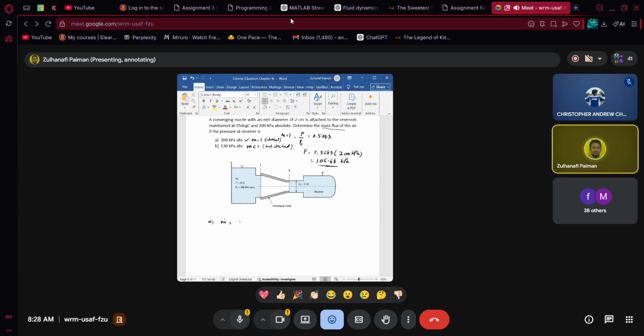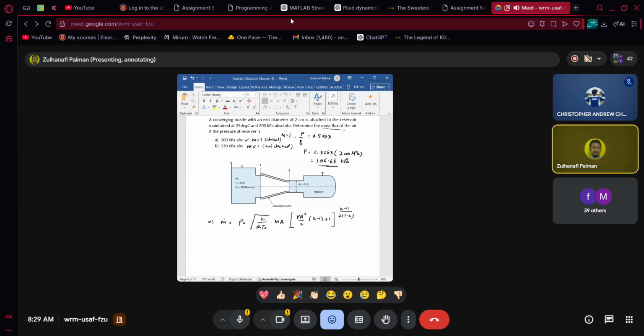m dot is equal to P naught multiplied by square root of k over R T naught, multiplied by the Mach number, multiplied by the area, and then multiplied by Mach number square over 2, k minus 1 plus 1, to the power of k plus 1 over 2, 1 minus k. Okay, so this is how you determine the mass flux.